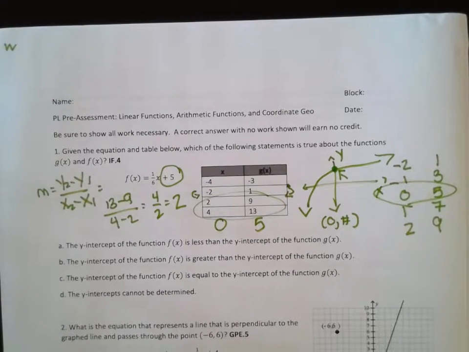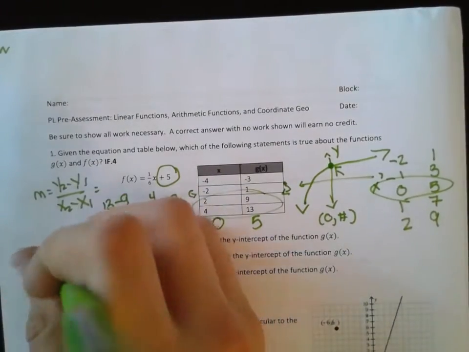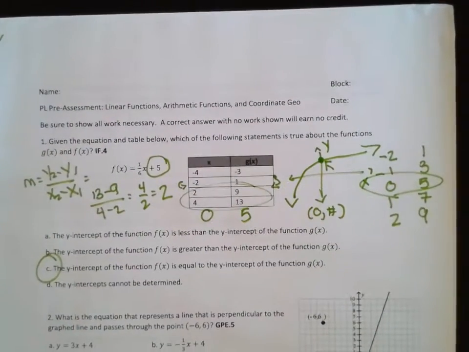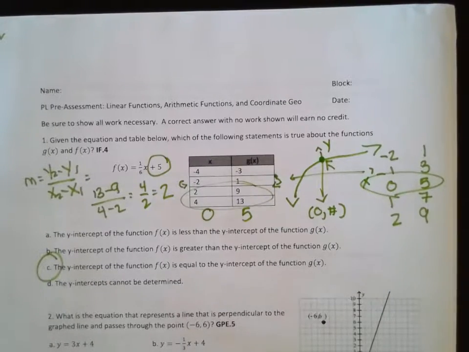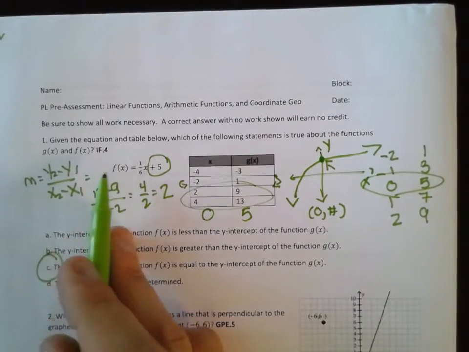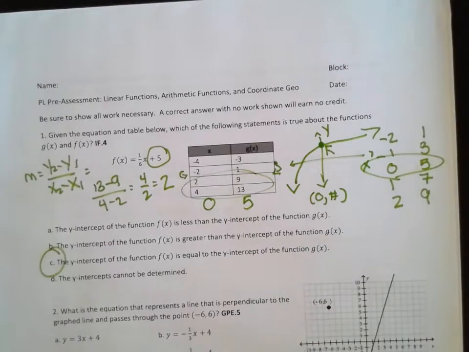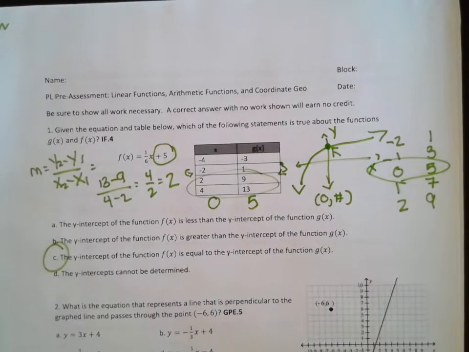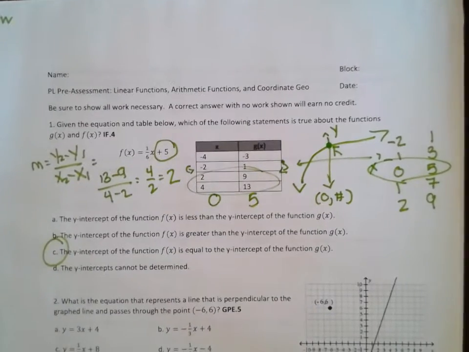So we have our two y-intercepts, and those y-intercepts are actually the same. They're both 5. So they're both equal. And guys, this is a good question for IF4, interpreting functions 4, because it's all about comparing different characteristics. Being able to find both y-intercepts or both slopes is very, very important for the EOC.